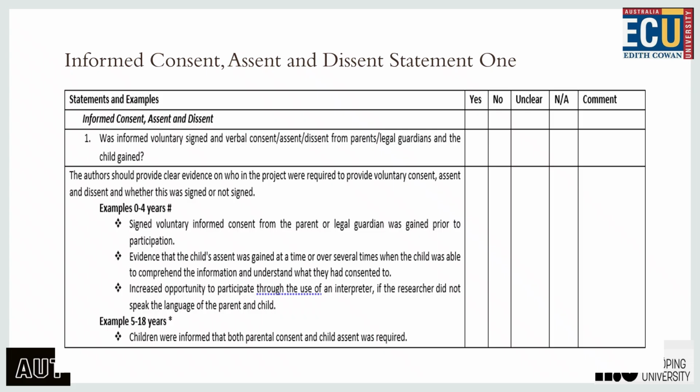Some exemplars for the 5 to 18-year age bracket are children were informed that both parental consent and child assent was required. You can see there that there's the yes, no, unclear, not applicable, and comment columns. Here, the researcher is required to tick one of the boxes that is appropriate, but also to place the page number that corresponds to their manuscript or research project, also including a comment as to why that statement was met, not met, or not addressed.